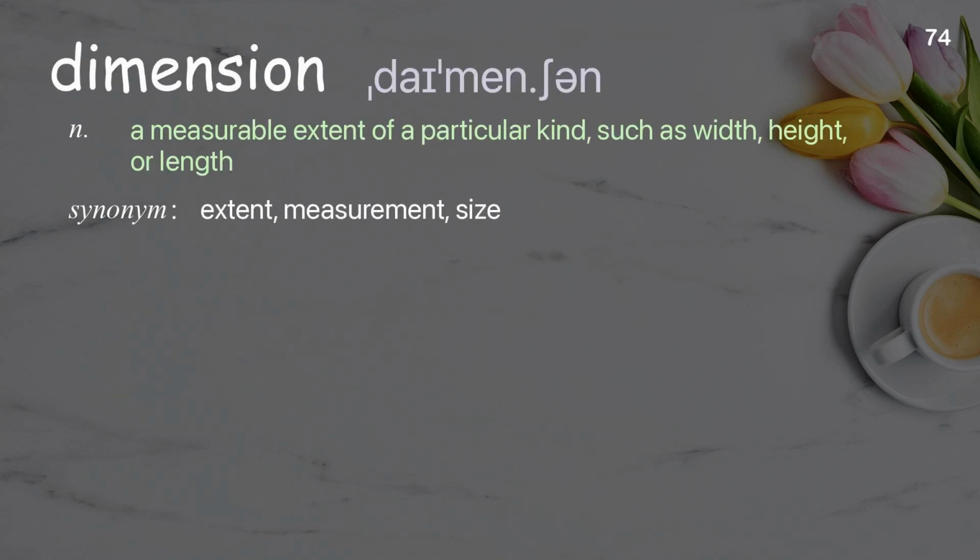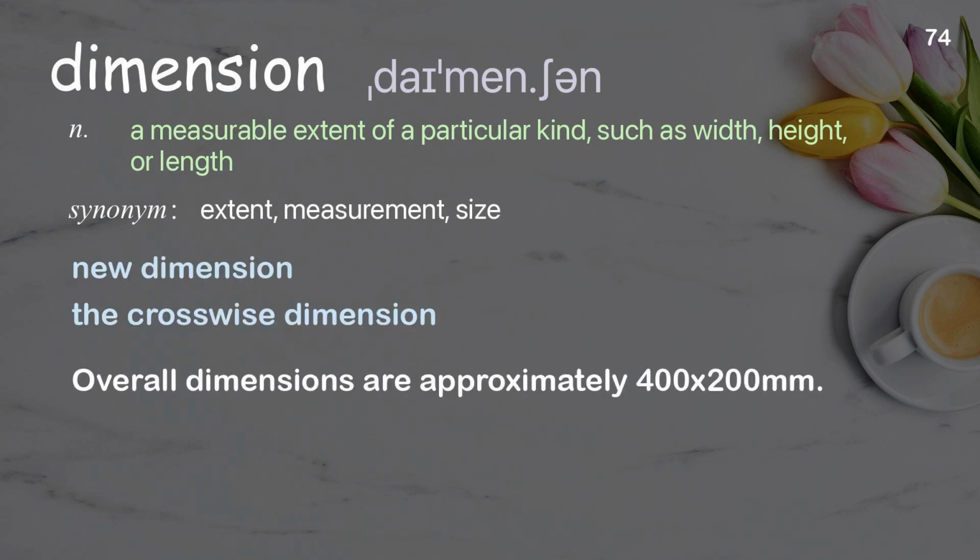Dimension. A measurable extent of a particular kind, such as width, height, or length. Examples: New dimension. The crosswise dimension. Overall dimensions are approximately 400 by 200 millimeters.